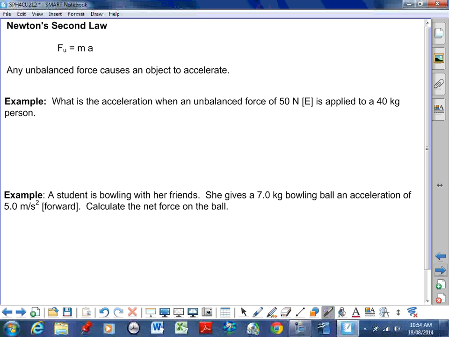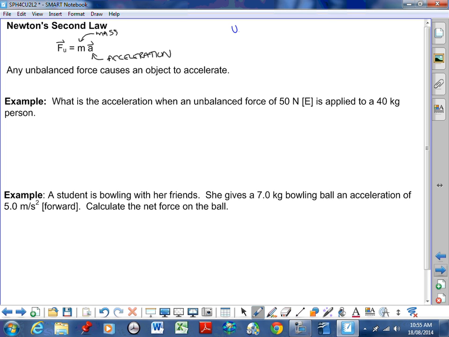Newton's second law. So I got to add some vector symbols in there for me. So there's his law, and his law is simply F unbalanced equals ma. So unbalanced force is equal to mass times acceleration. That's what Newton's second law is. Any unbalanced force causes an object to accelerate.